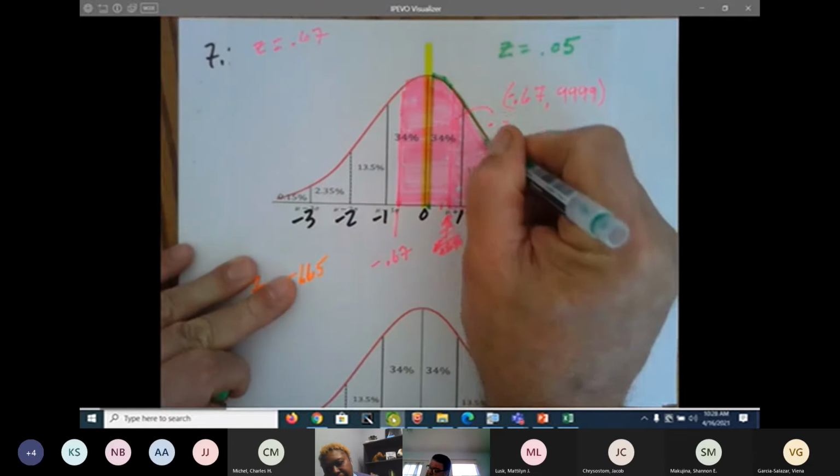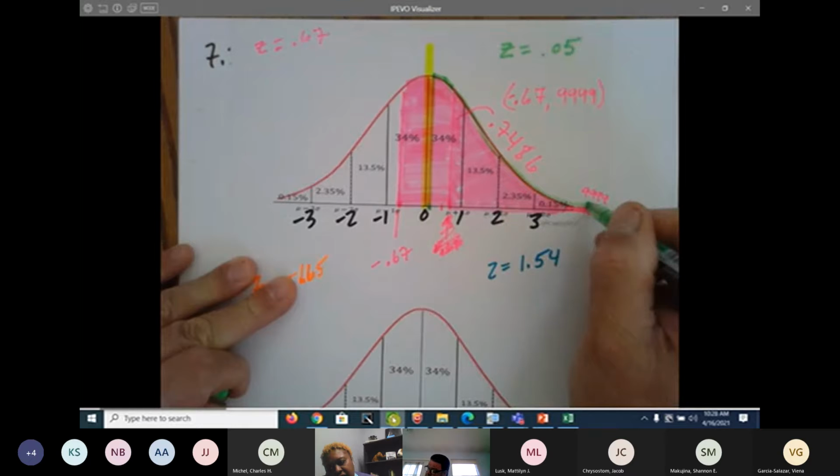9580644. I'm going to highlight this in green.